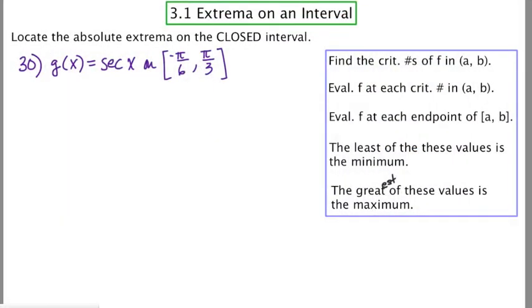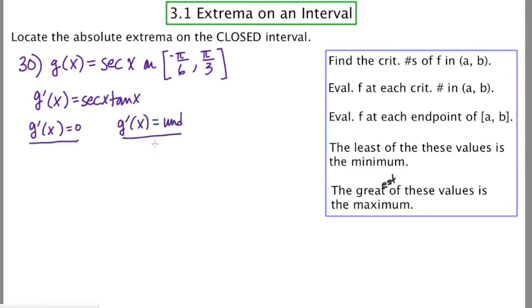In number 30, they have us find the absolute extrema of a trig function. This is the first one of its type, so it's kind of exciting. So the first derivative of secant x is going to be sec x tan x. So I've got to find out, where does that derivative equal 0? And where is that derivative undefined?